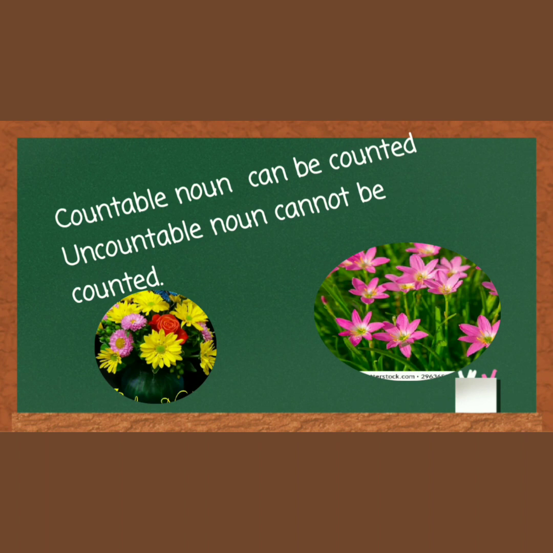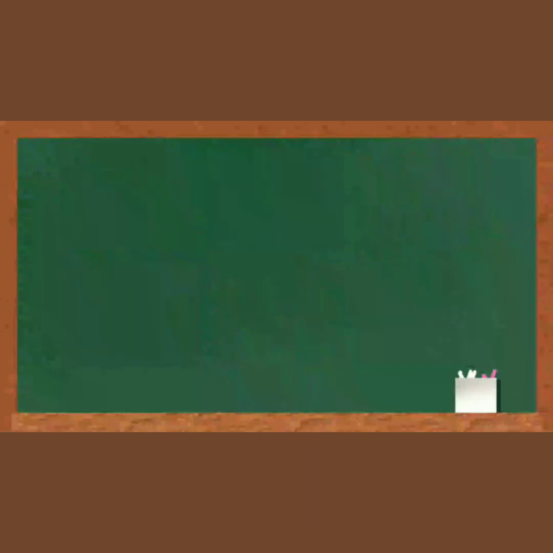Countable noun that can be counted. You can see on the screen right in front of you some colorful flowers. You can count those flowers, right? You can see leaves and branches. That too can be counted. So a countable noun is something that you can count.